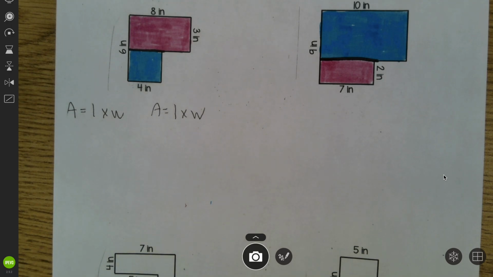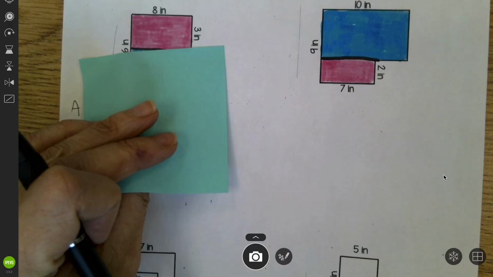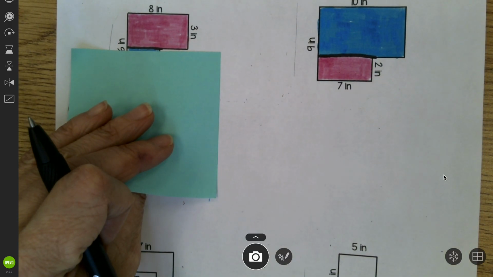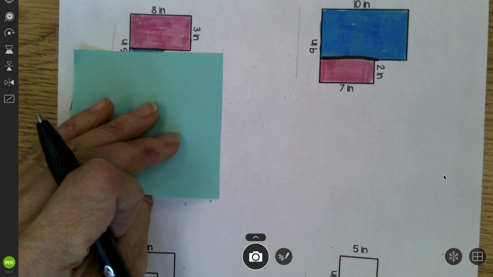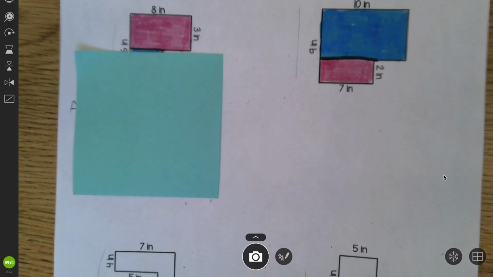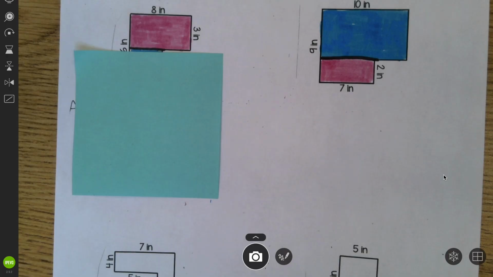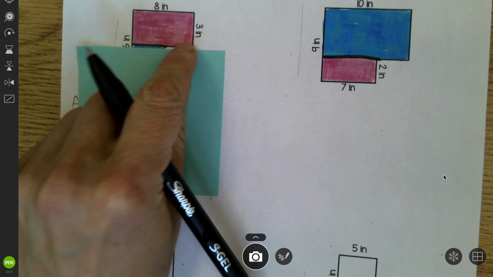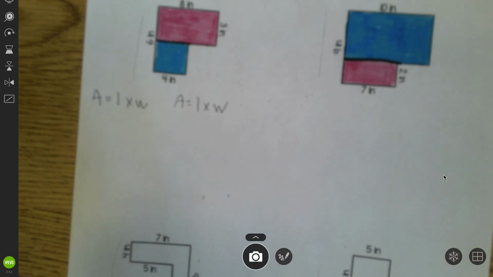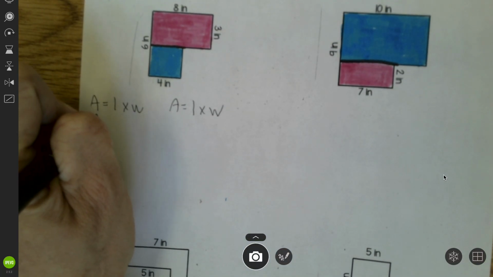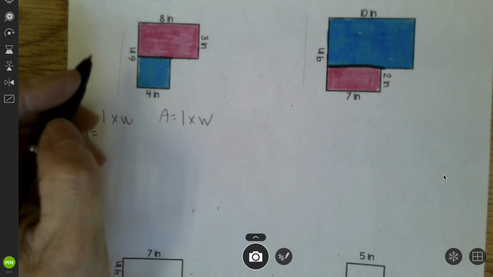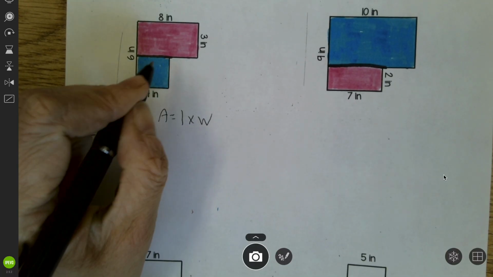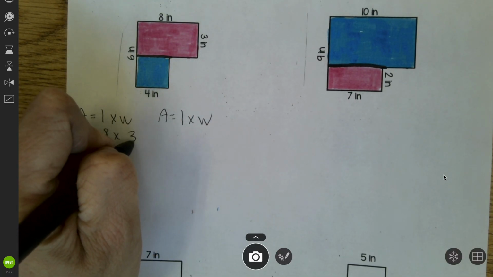So we're just looking at the top rectangle, just the pink one. And we need to ask ourselves, does it already show what the length and the width is? What do you think? The length is the longer side, the width is the shorter side. And yes, it does. The length is 8, the width is 3. So let's fill in our formula, solving for area. So area equals length is 8 times 3, the width.